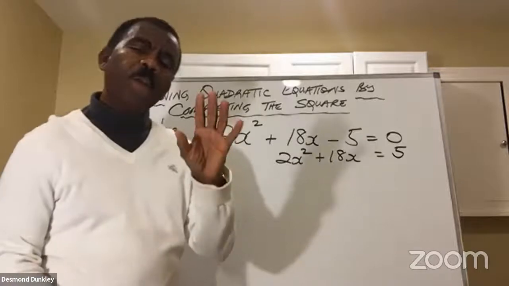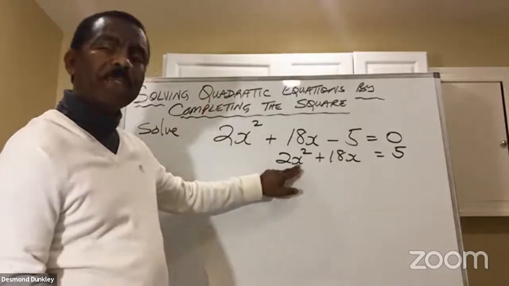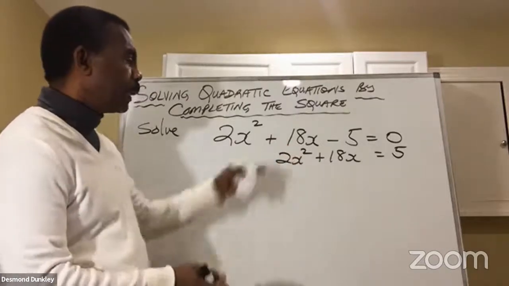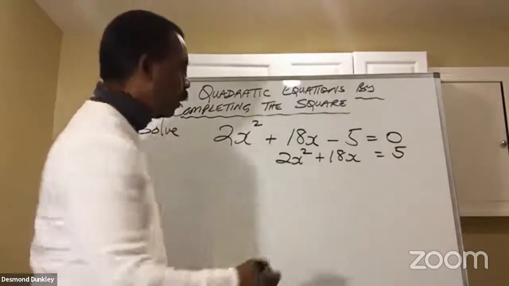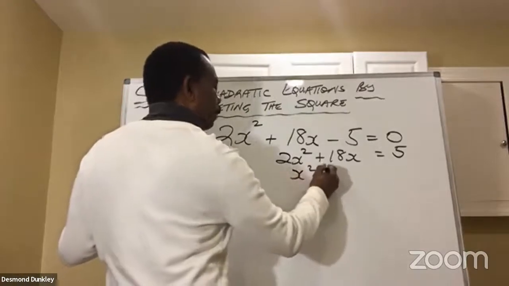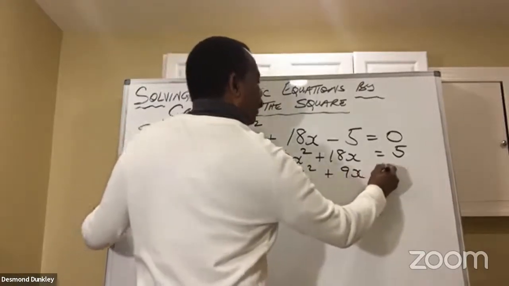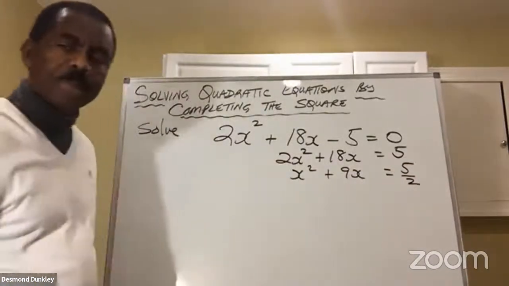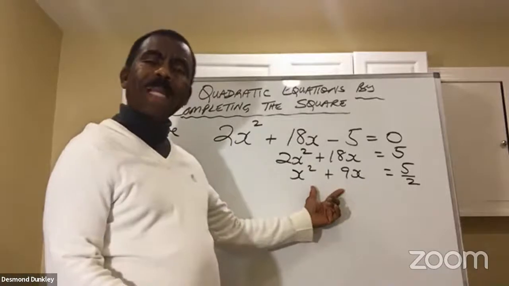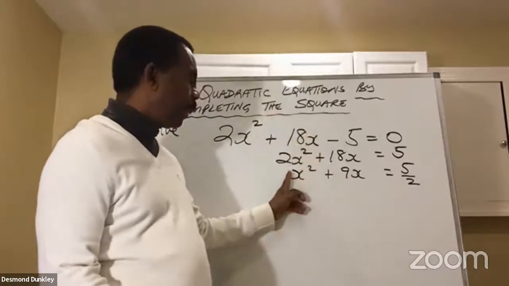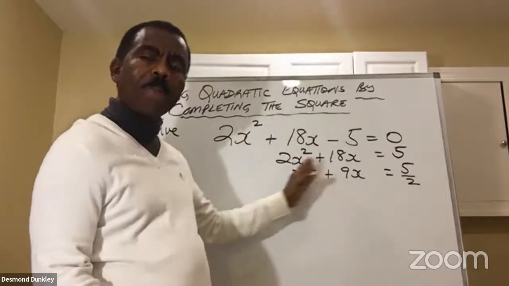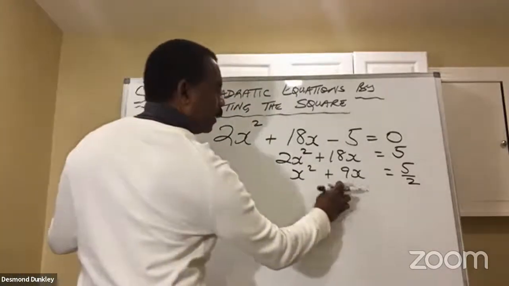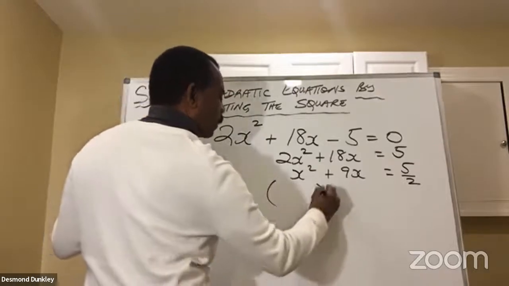All the examples we have done before had x squared with a coefficient of 1 in front of it. So let's divide both sides by 2. We now have x squared plus 9x equal to 5 over 2. So guess what? Now we're back to where we were the last time. You have something exactly like what we have done before, and now we're back in business. So ready to complete the square, we go zoom, zoom.